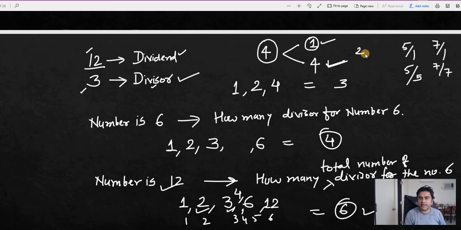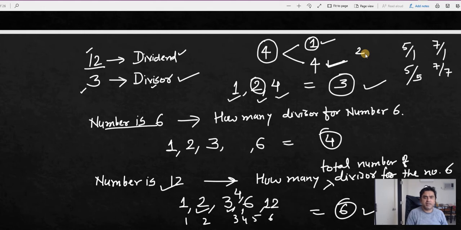So these 2 numbers are always there. What are the other numbers? The other number is 2, because 2 2s are 4. So how many numbers are the divisors of 4? So 1, 2 and 4, 3 numbers will divide the number 4. In a similar manner, if I want to find out the total number of divisors for number 6, first is 1 and second is the number itself. So these 2 are always there.